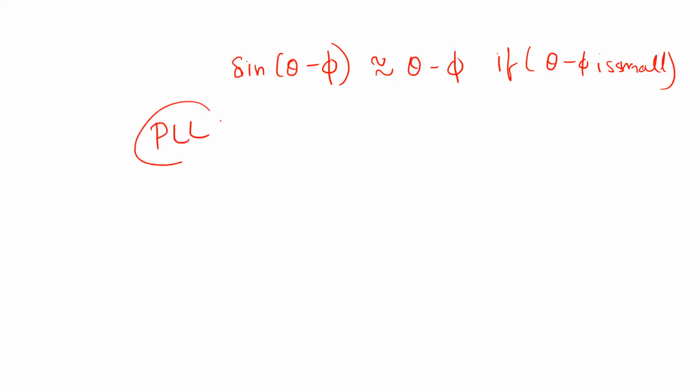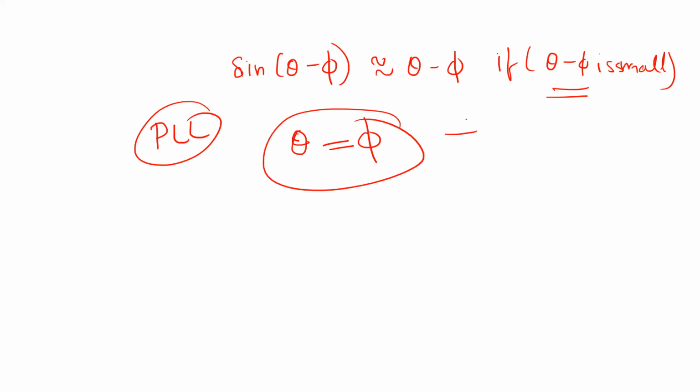Now, when we say phase lock loop, why do we say that? Because if theta minus phi is small, when can I say that? When my theta is almost equal to phi. So this condition is called the locked condition. Hence we say phase locked loop. This is clear.